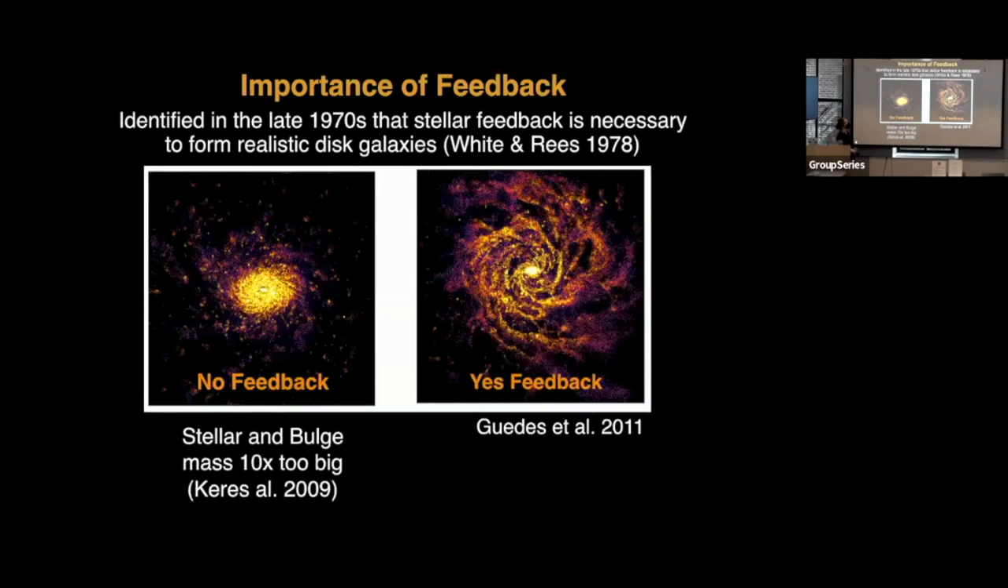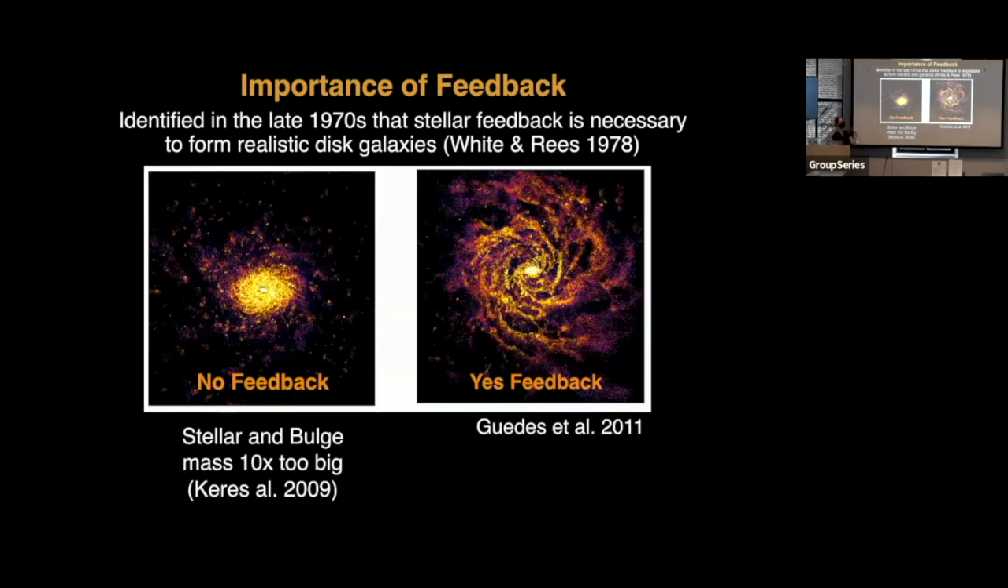Okay, so in general, stellar feedback is important on many different scales. It's sort of one of these very interdisciplinary topics that incorporates basically all of astrophysics. And it was identified in the late 1970s that you need stellar feedback in order to produce realistic galaxies.